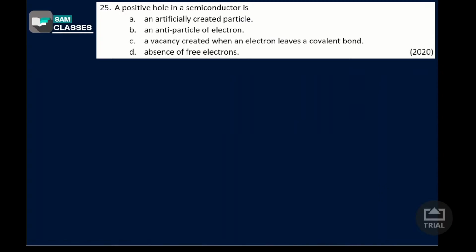Chalo Sandesh sir. Next question. A positive hole in a semiconductor is an artificially created particle, antiparticle of electron, vacancy created when the electron leaves a covalent bond, absence of free electron. The first answer came from Pavitra ma'am. Let's see about others.